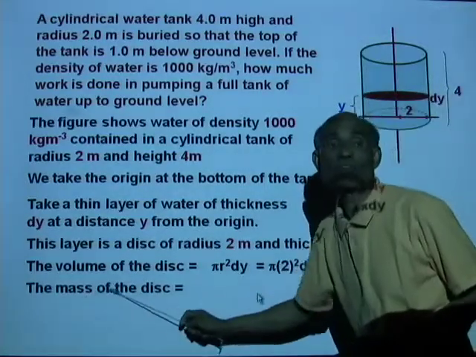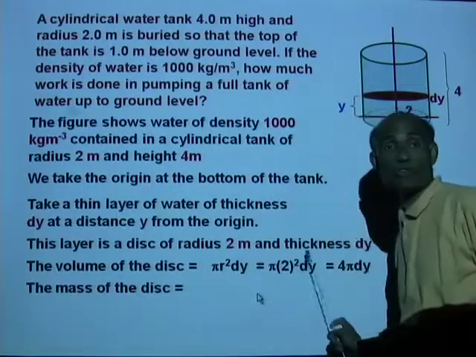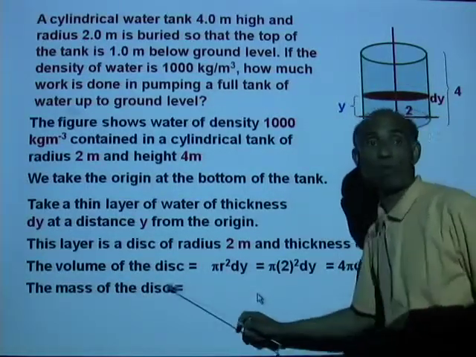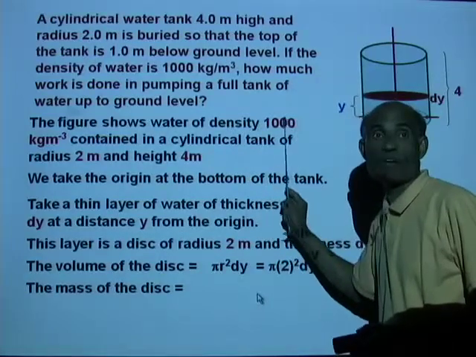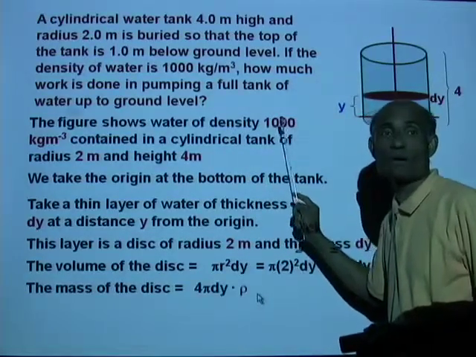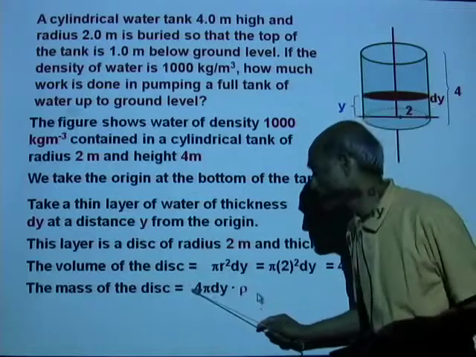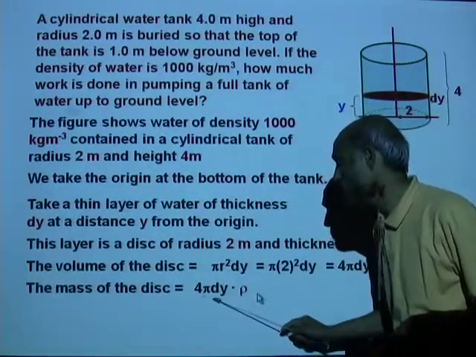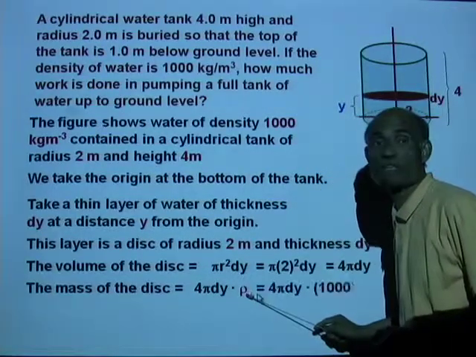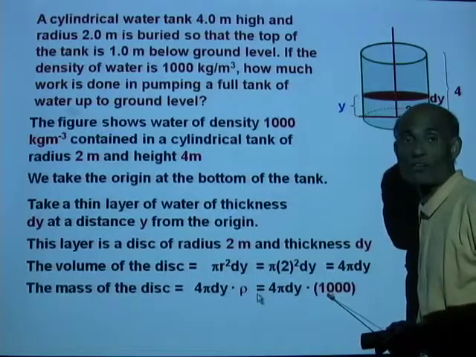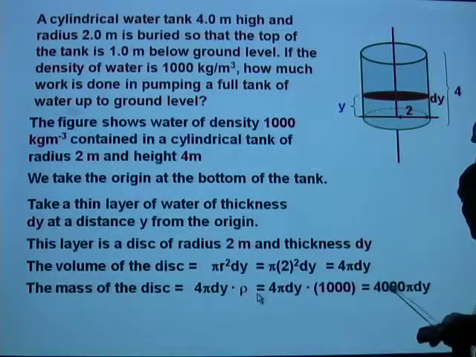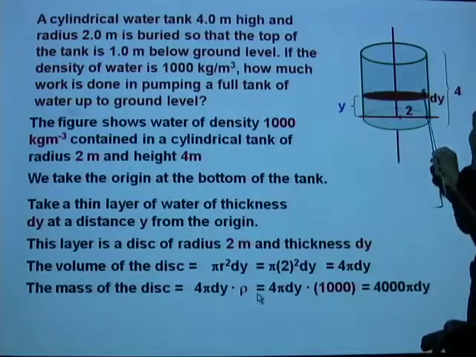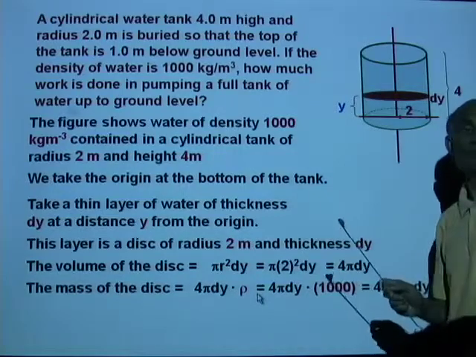And what is the mass of the disk? Mass is volume multiplied by density, where density is 1000 kilogram per meter cube. That will be 4 pi dy is the volume times rho is the density, which is 1000 kilogram per meter cube. And that is 4000 pi dy. That is the mass of this disk of fluid.